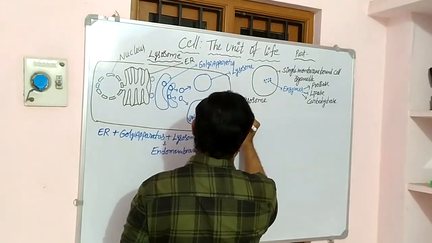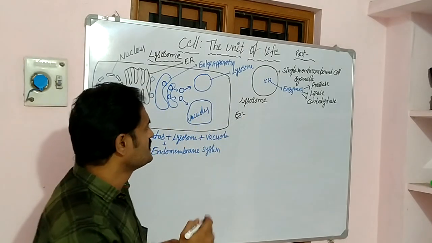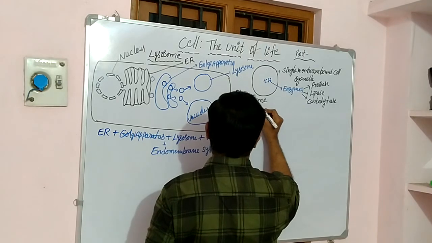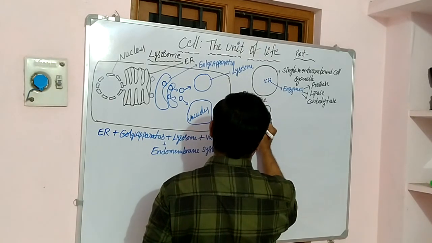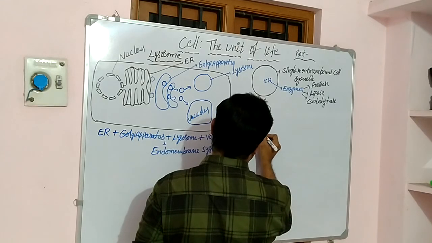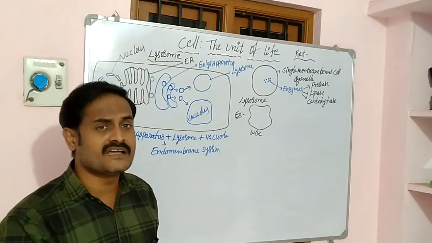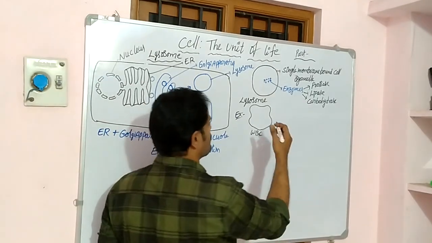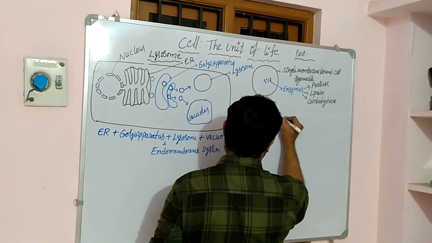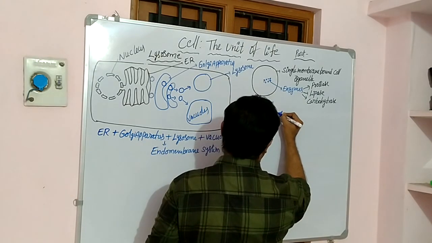See the first example. I will take one white blood cell. Suppose this is a white blood cell, WBC. Suppose one bacteria enters our body which is near the white blood cell. Suppose this is one bacteria.